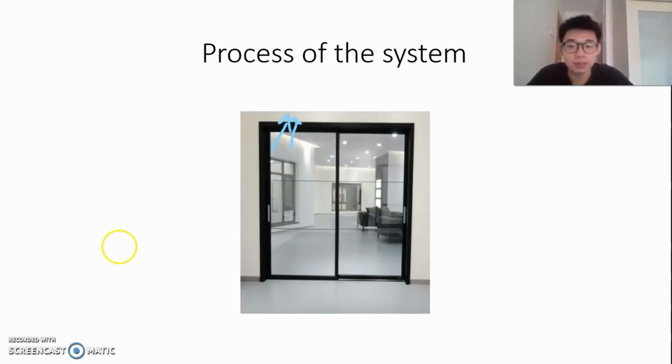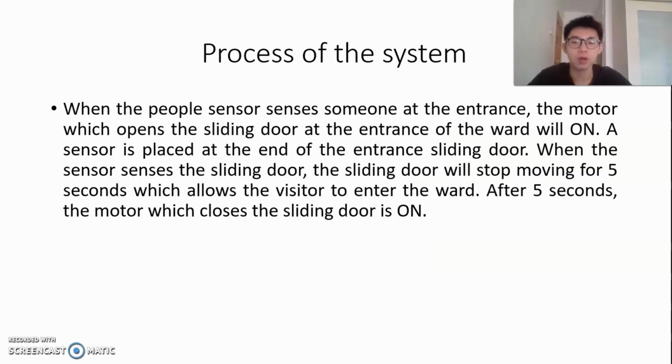So as you can see here, as shown by the arrow, the people sensor is actually installed on top of the sliding door so that it will be able to sense a human being if there's anyone in front of the entrance of the hospital ward. Okay, so when the people sensor senses someone at the entrance, the motor which opens the sliding door at the entrance of the ward will turn on.